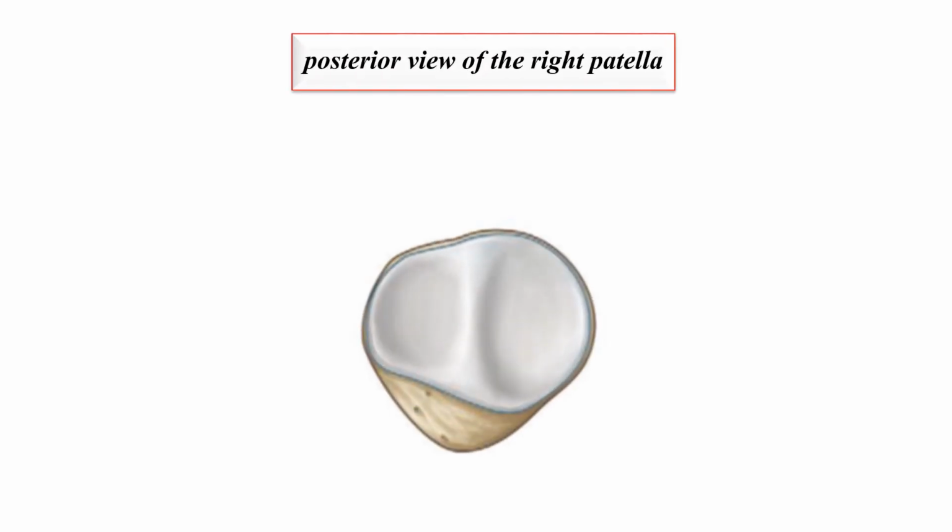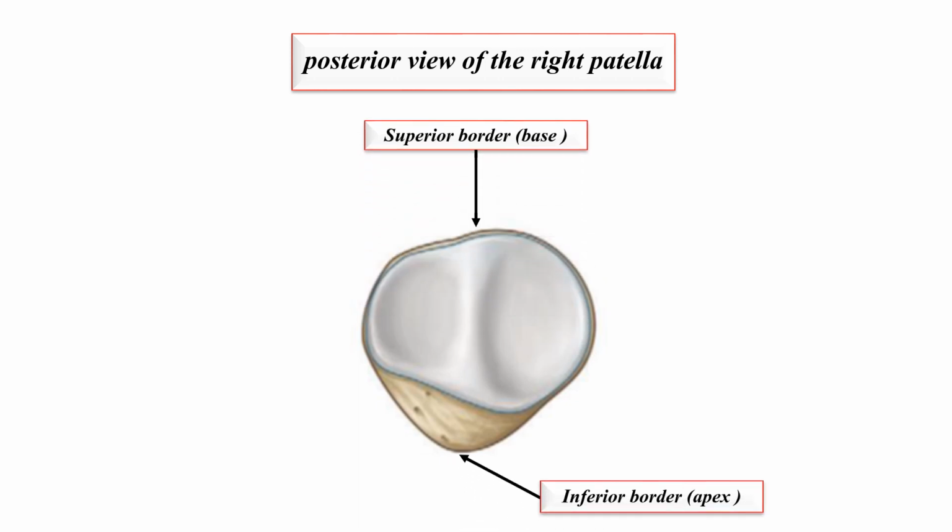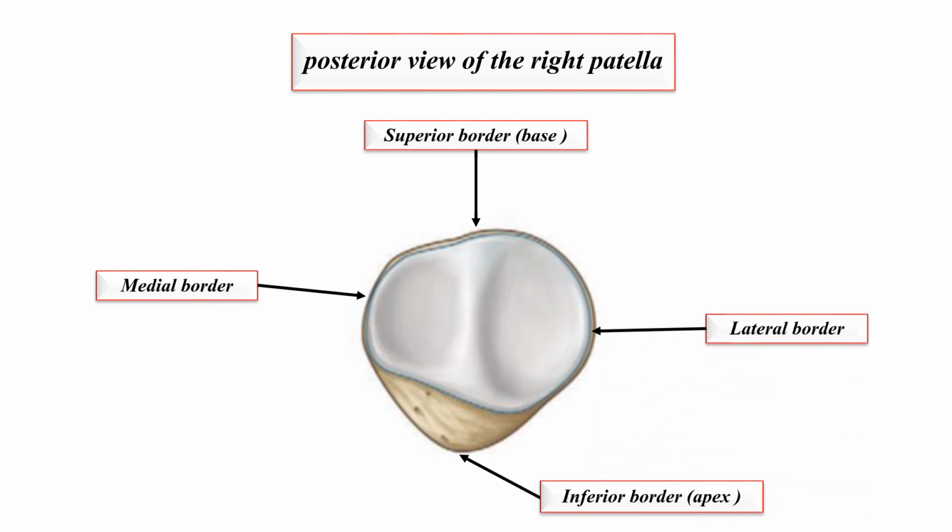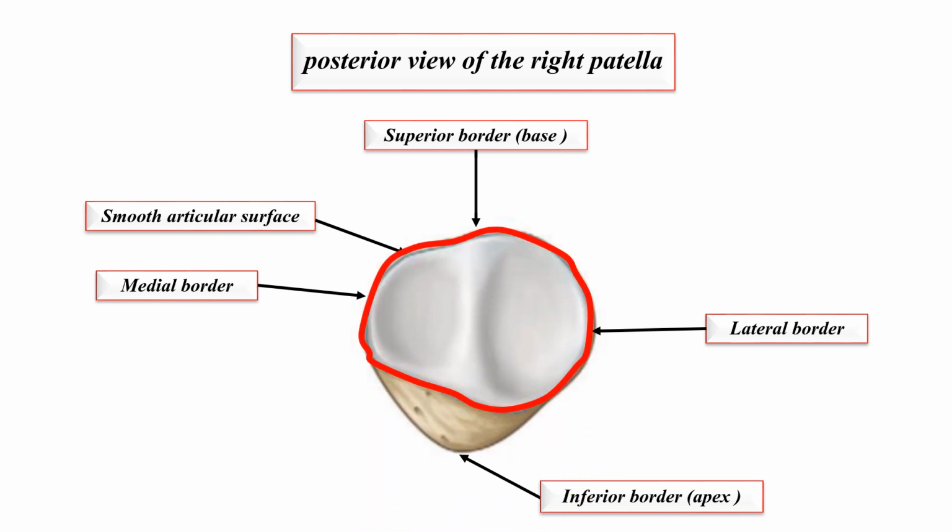This is the posterior view of the right patella. This is the superior border or the base of the patella. Inferiorly, this is the pointed border, the inferior border or the apex. Medially, this is the medial border, and laterally, this is the lateral border. This is the smooth articular surface here for articulation with the patellar surface of the femur.